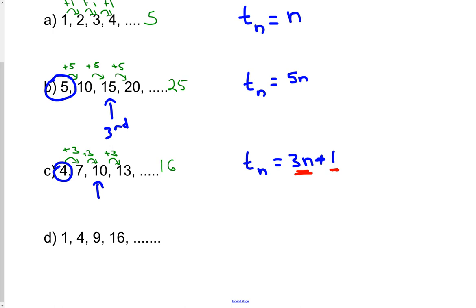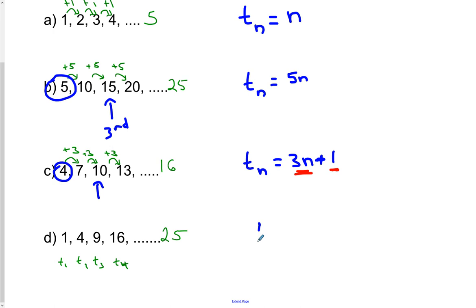So I see for this one, I've got 1 and then 4 and then 9 and 16. Here's my next term. It's going to be 25. And you might have guessed the pattern. I'm actually taking the term number 1, term number 2, term number 3, term number 4. I'm taking my term number and I'm squaring it.